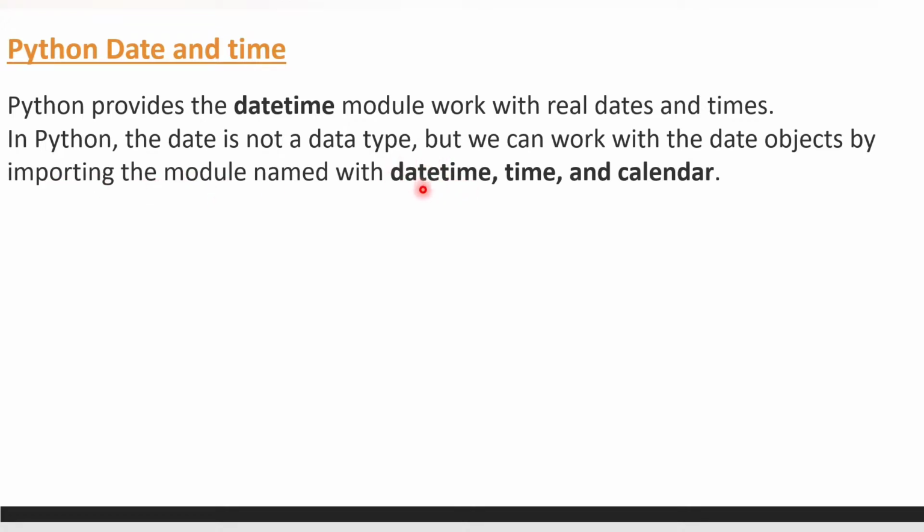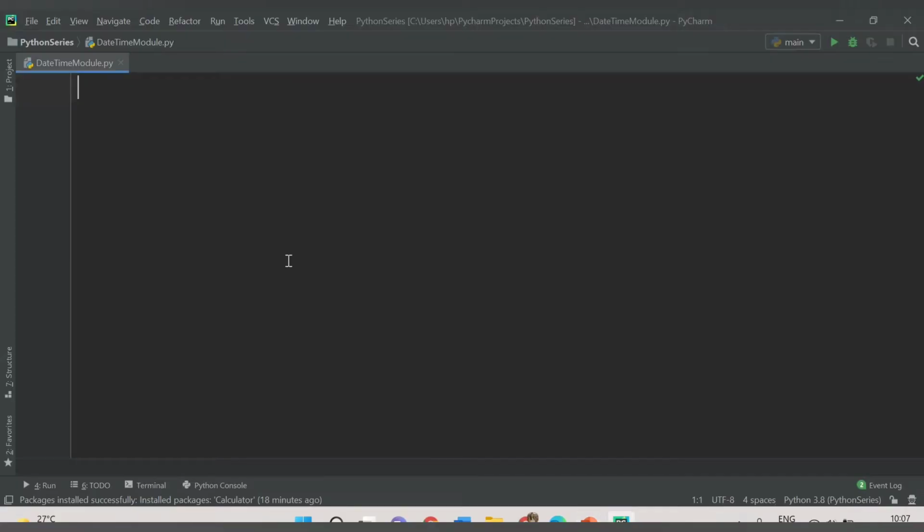These are the names of the modules: datetime, time and calendar. In this video we will see two of them, which are datetime and time. Calendar we will see in the next video. So how to get the current time in Python? Let's see in the demo.